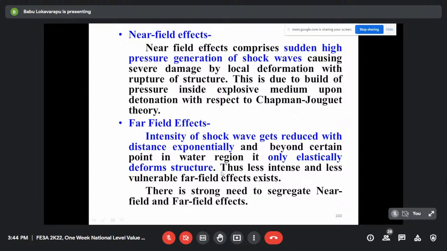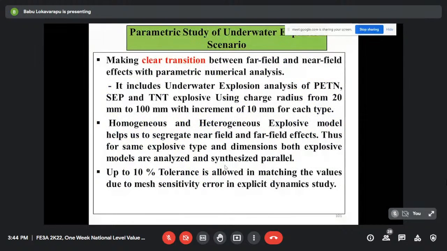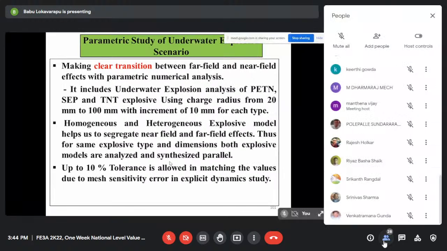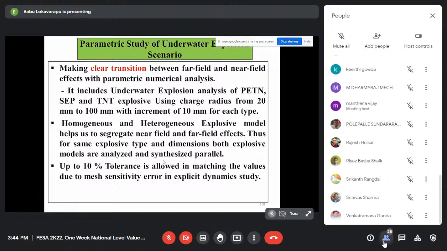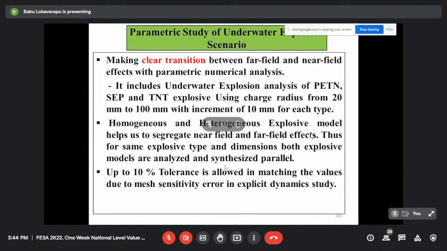Now, there is a strong need to segregate near field and far field effects. That is what the next part is. So what is the clear transition between near field and far field? If you know this clearly, then we can design these explosive systems in such a way that whenever there is a blast, nothing will damage the nearby structure. If you keep that in the far field, then we can safeguard everything. Only that unit alone will be destroyed without causing damage to the adjacent units or to the entire system.